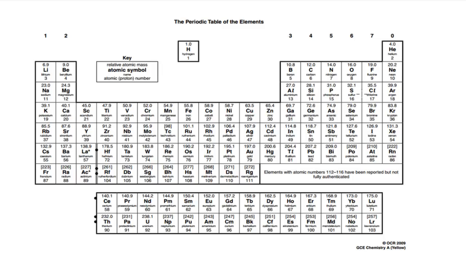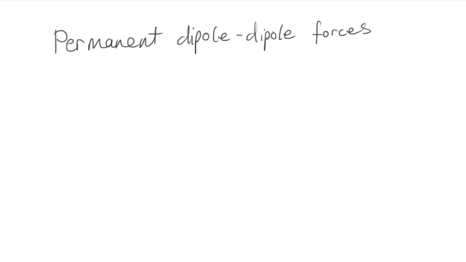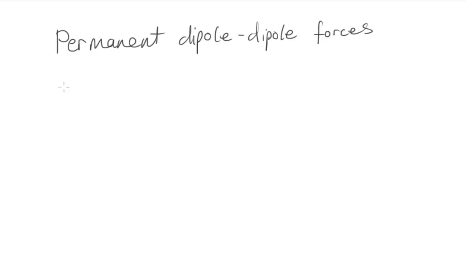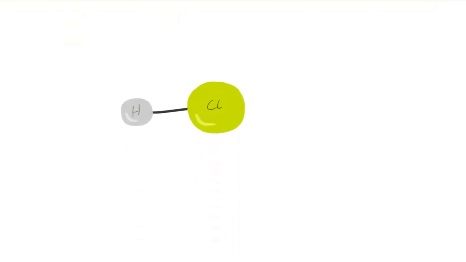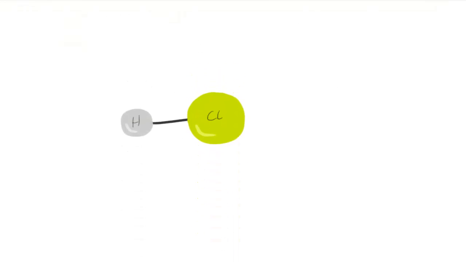So if you imagine chlorine was bonded to something much less electronegative like hydrogen, it would probably form a polar bond, and because of that polar bond, there'd be a dipole in that molecule permanently. Let me go down actually to an HCl molecule which I've got here.